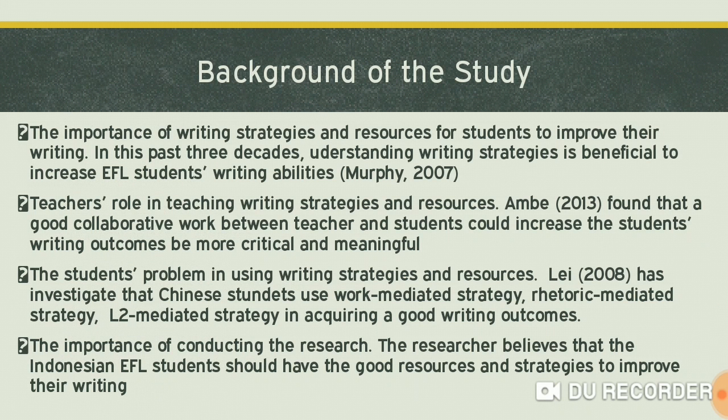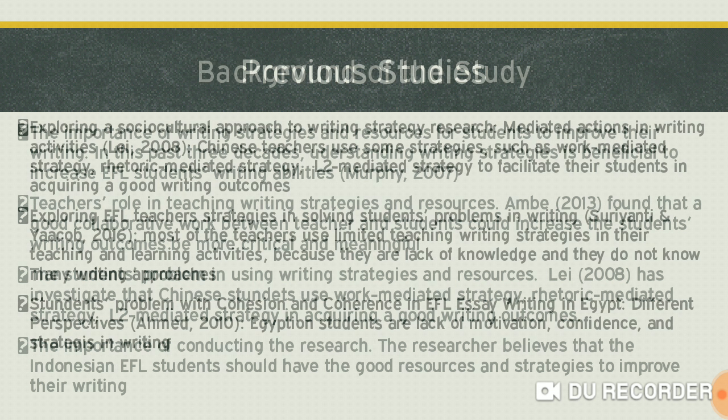The first is background of the study. The first paragraph explains about the importance of writing strategies and resources for students to improve their writing. The second paragraph explains about teachers' role in teaching writing strategies and resources. The third paragraph explains about the students' problem in using writing strategies and resources. And the last paragraph explains about the importance of conducting the research.